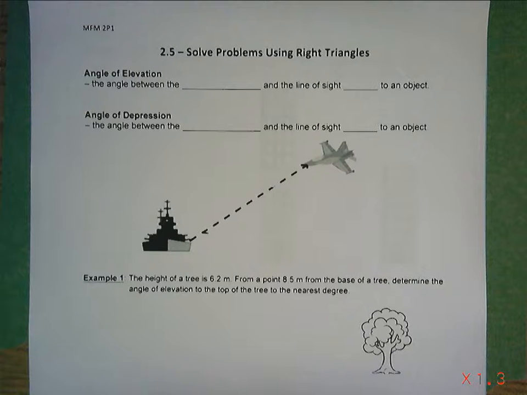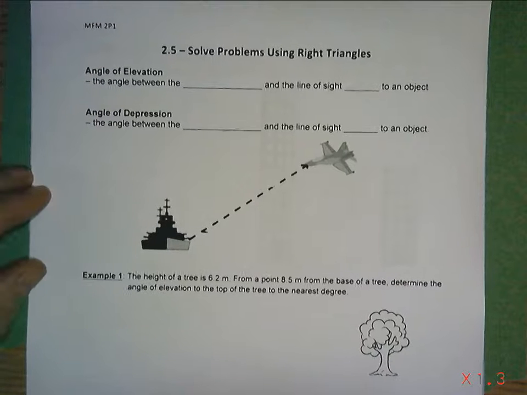So I'm going to take a look at 2.5 today, and this isn't a big jump from what you've been doing. We've basically got two terms that we have to learn, and then we have to learn how to be able to make our own triangles from word problems. And I don't think that's going to be a big difficulty for us.